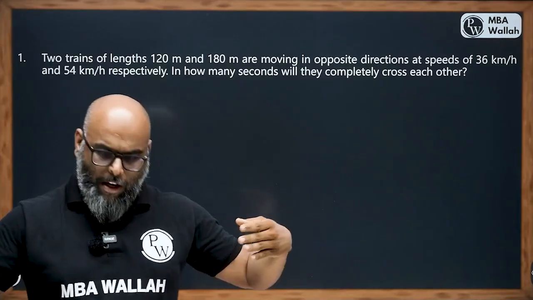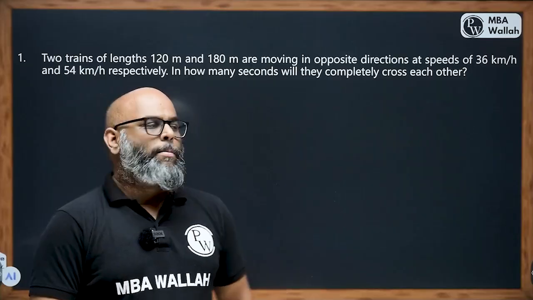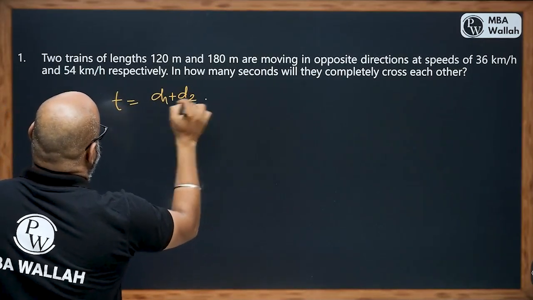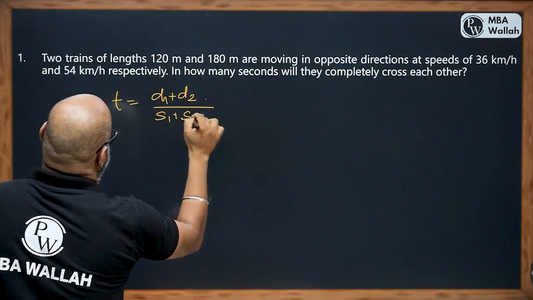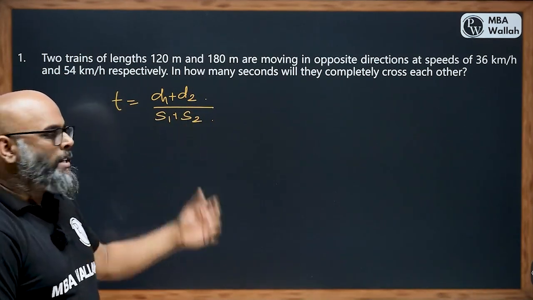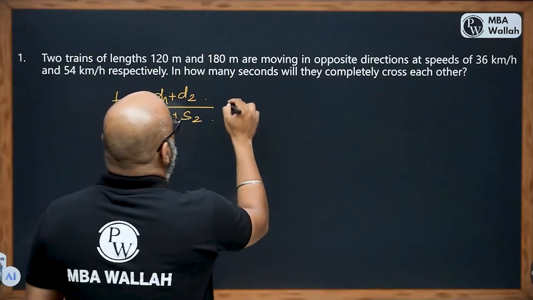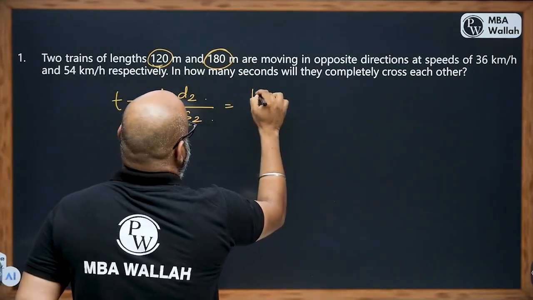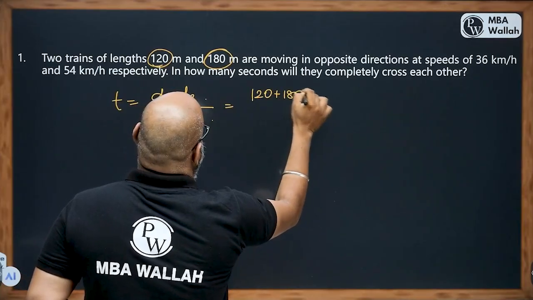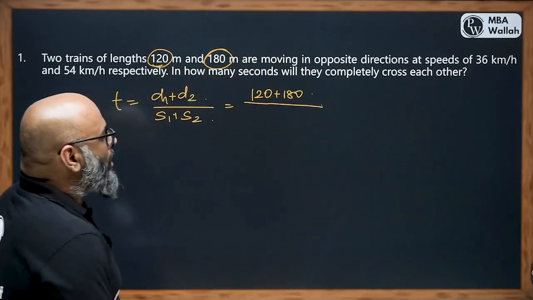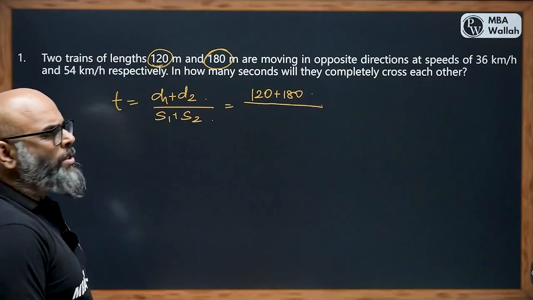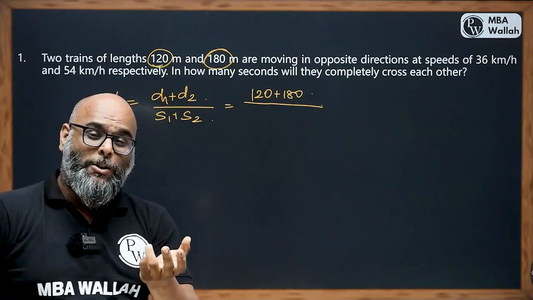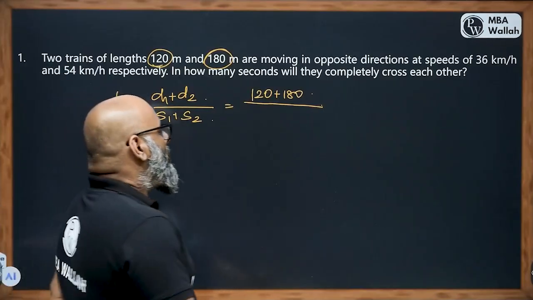So two trains traveling in the opposite direction. So time taken will be d1 plus d2 divided by s1 plus s2. Opposite direction, speeds get added. So what is d1 here? 120. d2 is 180. So d1 plus d2 is 120 plus 180 divided by s1 is 36 kilometers per hour, s2 is 54 kilometers per hour, but the distance is given in meters. We cannot take the speeds to be in kilometer per hour. So I'm going to convert it.